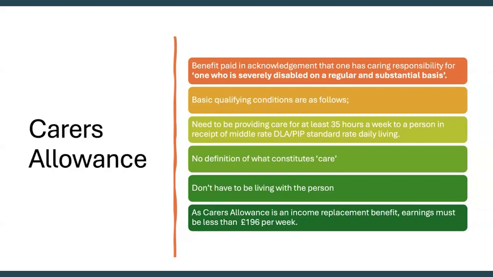So carer's allowance is termed an income replacement benefit. So somebody can claim carer's allowance if they're working, but they would need to be earning less than 16 hours times the national minimum wage, which is currently £196 per week. So if somebody was to earn below that, they would be potentially entitled to make a claim for carer's allowance. If they were to earn over that, there wouldn't be an entitlement.